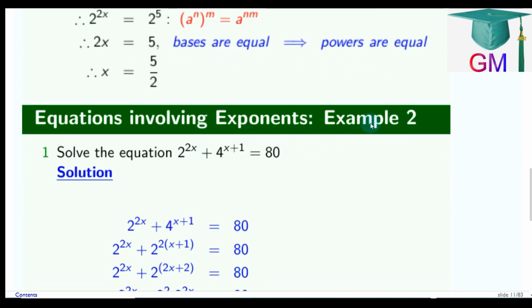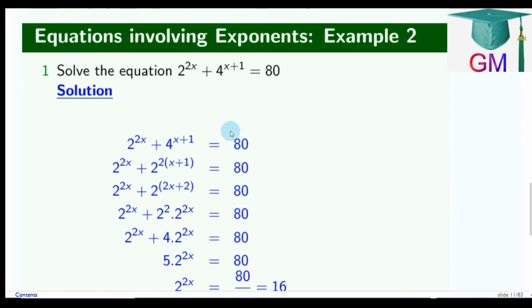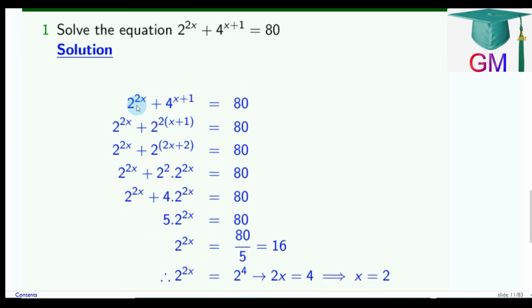Now, in the exams, again, equations involving exponents: solve the equation 2 to the power of 2x plus 4 to the power of x plus 1 is equal to 80. Now, at this point, the idea is, from what I have learned in the examples I've seen already, how do I simplify this? At one point, I might need to arrive at the same base.